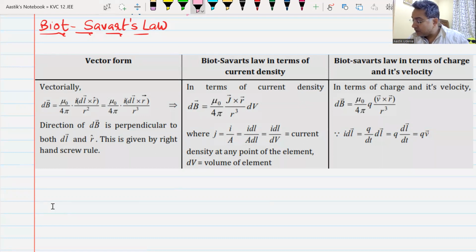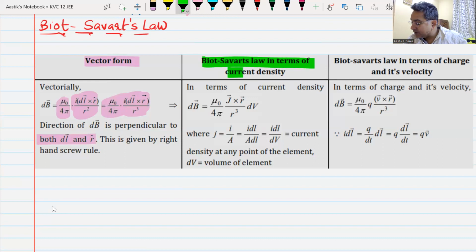This is the normal form of the vector law, which we have written and understood: mu naught by 4 pi I dl cross unit vector r by r square, or I dl cross r by r cube. It is perpendicular to both dl and r, and the direction is given by the right hand screw rule. We understand this, yes or no? Now, instead of current, sometimes you might be given current density, J vector. I've seen a question in JEE Advanced based on this, and that is the reason that I am giving you this formula as well.